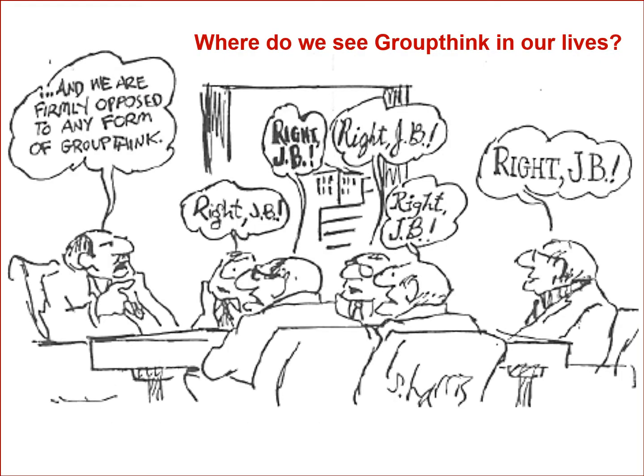So think about where you see groupthink in your lives, because we all see it. Think about that and be ready to share. The cartoon says, obviously you've got the guy in front, he's kind of like the leader, and he says, "We are firmly opposed to any form of groupthink." And everyone's like, "Right, JB, right, JB, right, JB." And obviously, what are they doing? That's just groupthink.